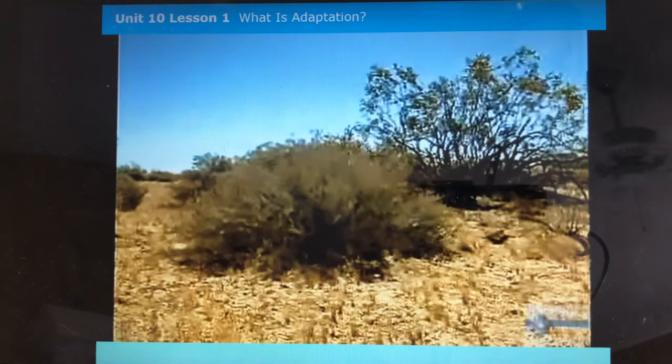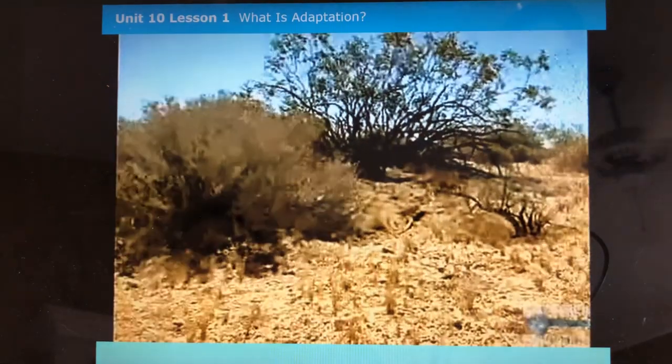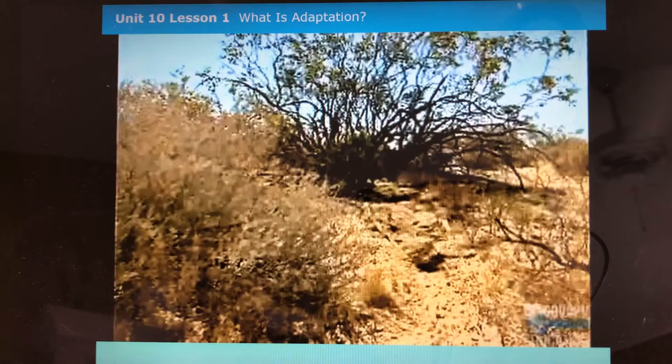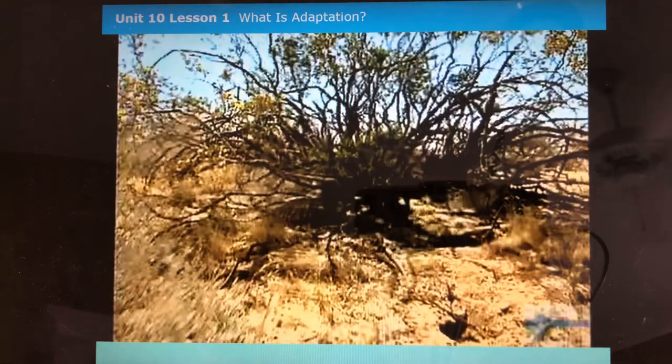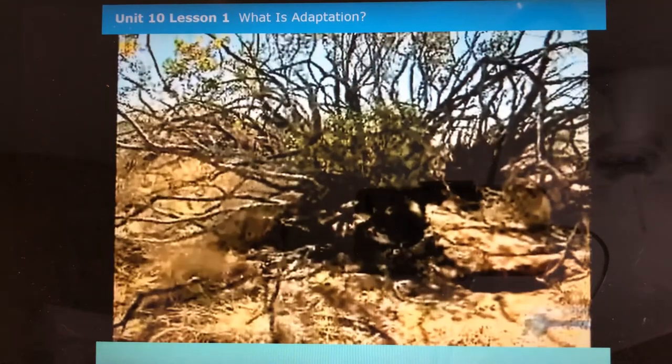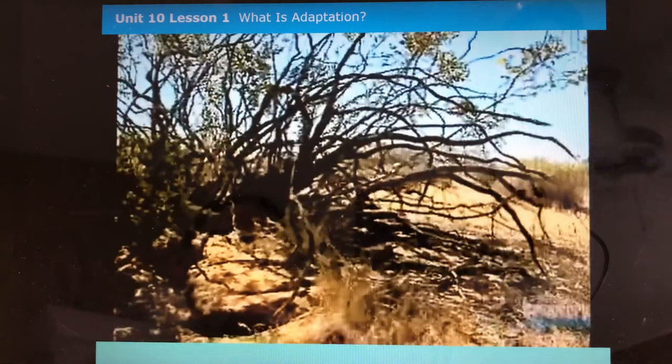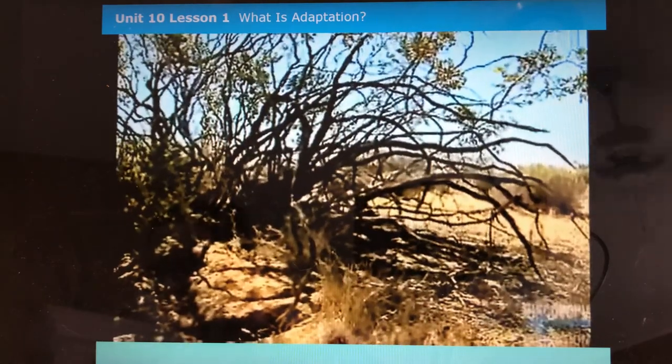This lizard blends in with its surroundings. This adaptation protects it from hungry predators. As a result, the well-camouflaged lizards are more likely to survive and produce offspring than those that stand out.